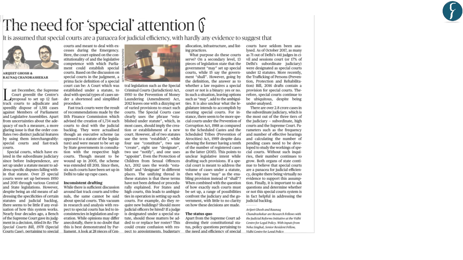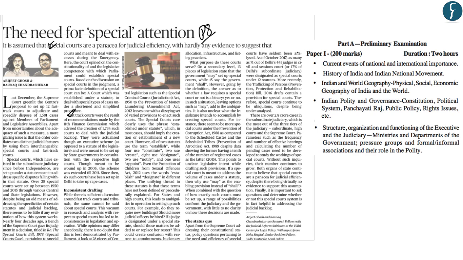Now we have taken this article from page 8. Now what this article talks about is the difference between special courts and fast-track courts. And therefore the difference between fast-track courts and special courts becomes important to understand conceptually for your prelims examination in the Indian polity section. And moreover, this conceptual understanding also becomes important for your mains examination in GS paper 2 in the structure, organization and functioning of the judiciary. Now let us understand the difference between fast-track courts and special courts.